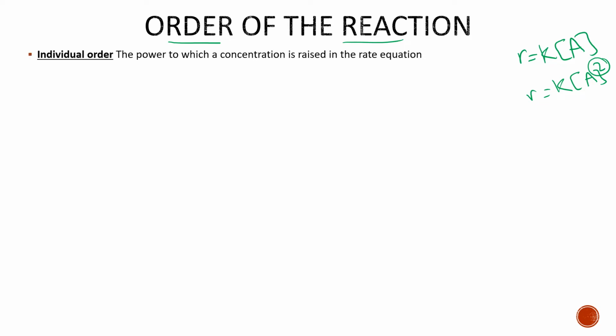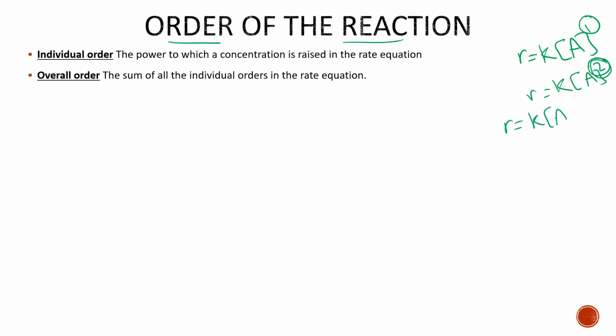We have what's called individual order. What's the individual order? It's the power to which a concentration is raised in a rate equation. Can you see here? This is the order of the reaction. Here we have it is 1, but we don't write 1. The overall order, if we have here a rate equation representing A and B, we can see here.